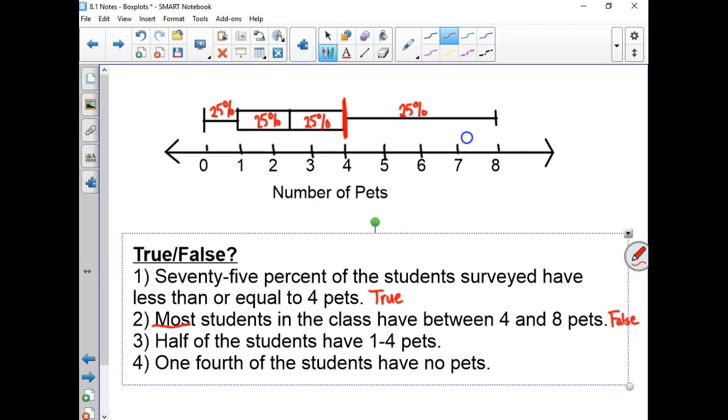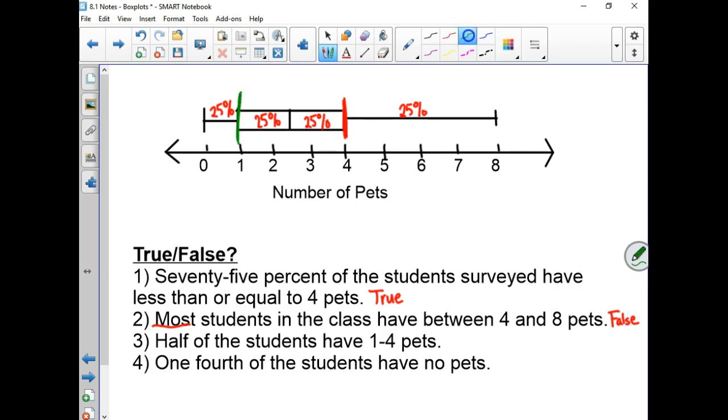Number 3 says half of the students have 1 to 4 pets. Right here is 1, right here is 4, and 50% of the students fall between 1 and 4. So half of the students have 1 to 4 pets. That, of course, says 1/4 of the students have no pets. If we look right here, the bottom 4 do fall between 0 and 1, but that could also include students who have 1 pet. This is 1 or below. So this would be a false statement.